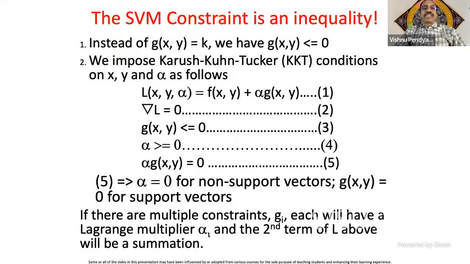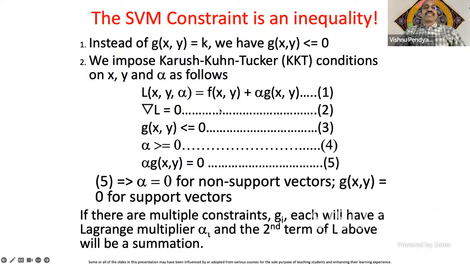So the support vector machine constraint is an inequality, so we have an inequality in g. There is something called KKT conditions. So we impose the Karush-Kuhn-Tucker conditions on x, y, and alpha. These are simple conditions, though the name is a little bit sophisticated, but the conditions themselves are quite simple, as you can see here.